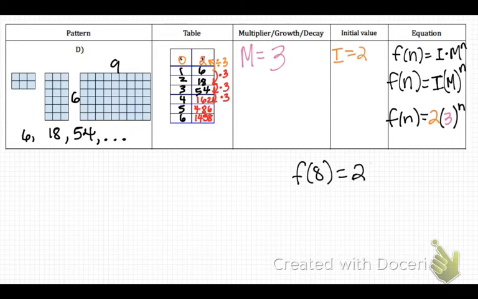So I have 2 times 3 to the 8th power. So find 3 to the 8th power and multiply it by 2. No, it's 3 times 3 times 3 times 3, 8 times. You need a calculator. No, that's 3 to the 3rd power. Oh, wow.